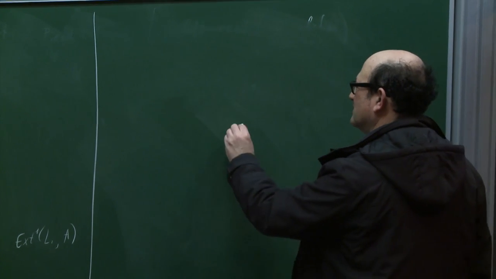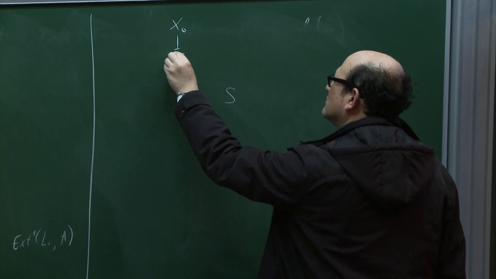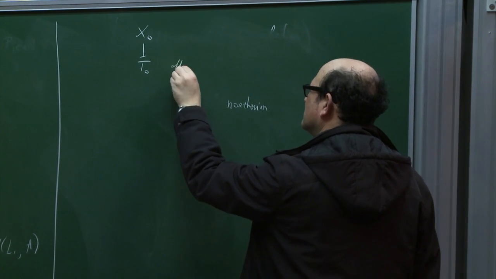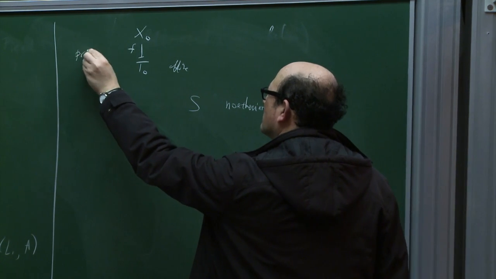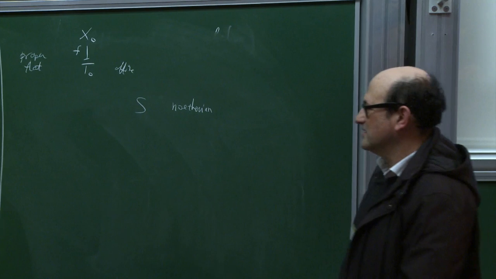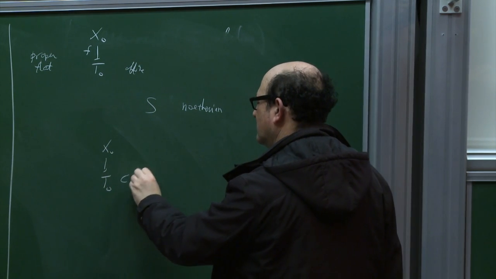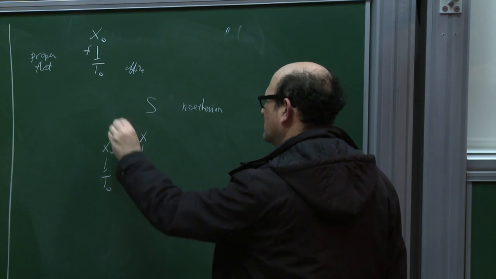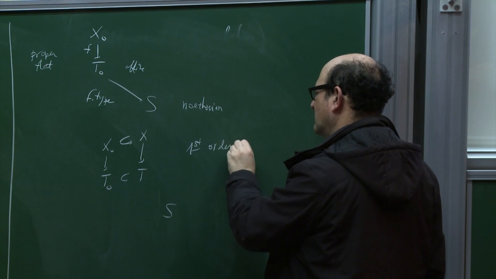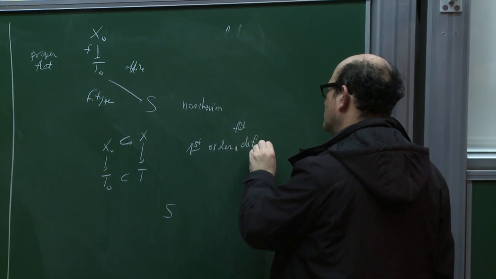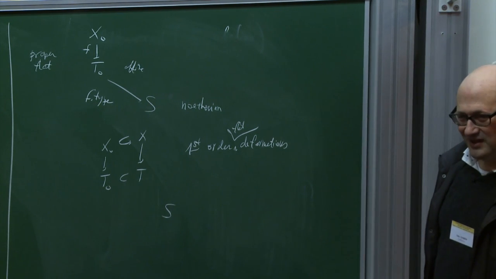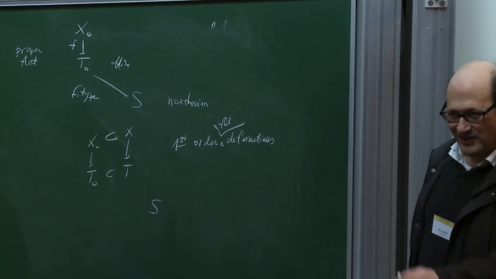So now, the problem that I want to look at is the following. I have X0 to T0. Let us say I have a noetherian affine base, and this is some proper flat morphism of finite type. Then I want to consider first order flat deformations over S, and I want to construct a versal deformation for this.